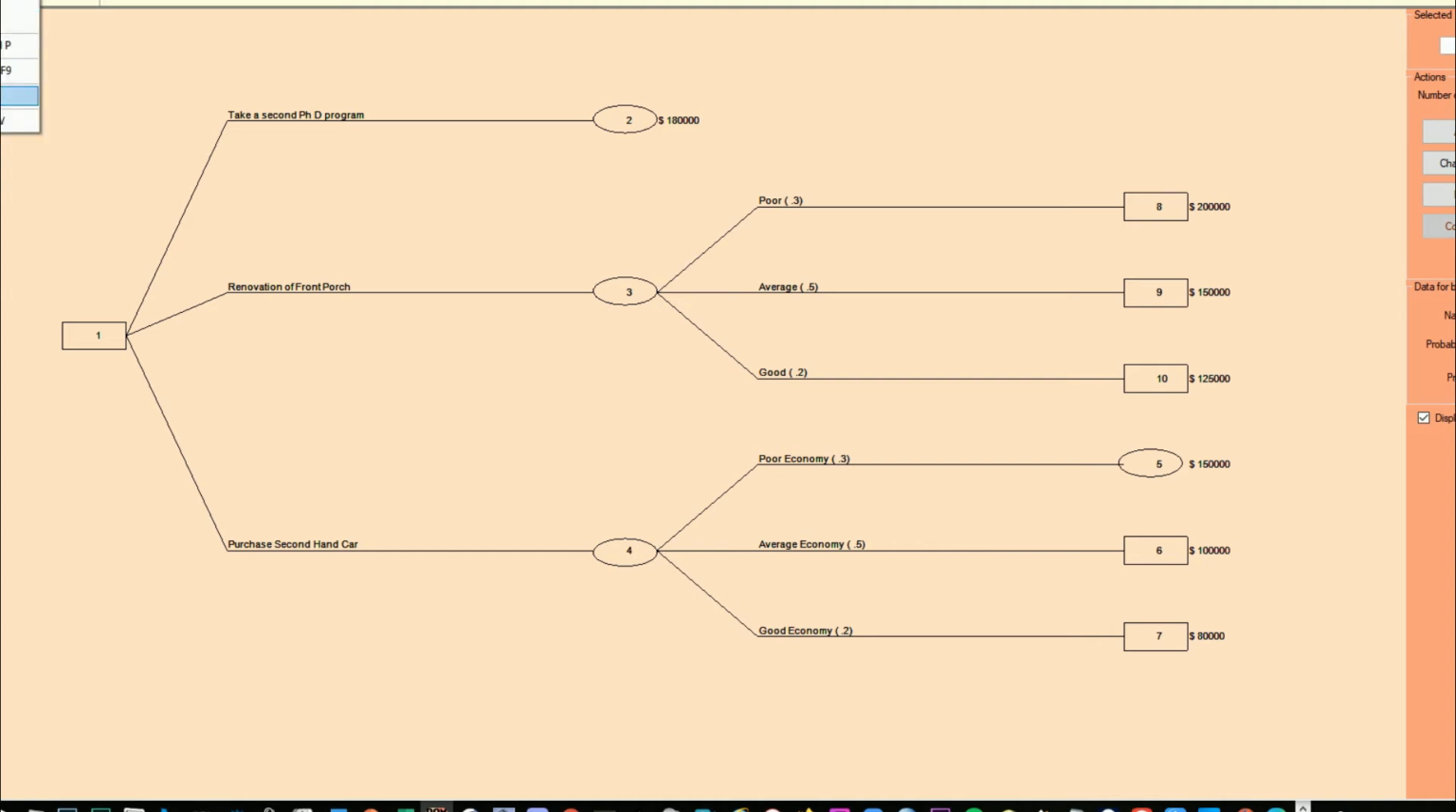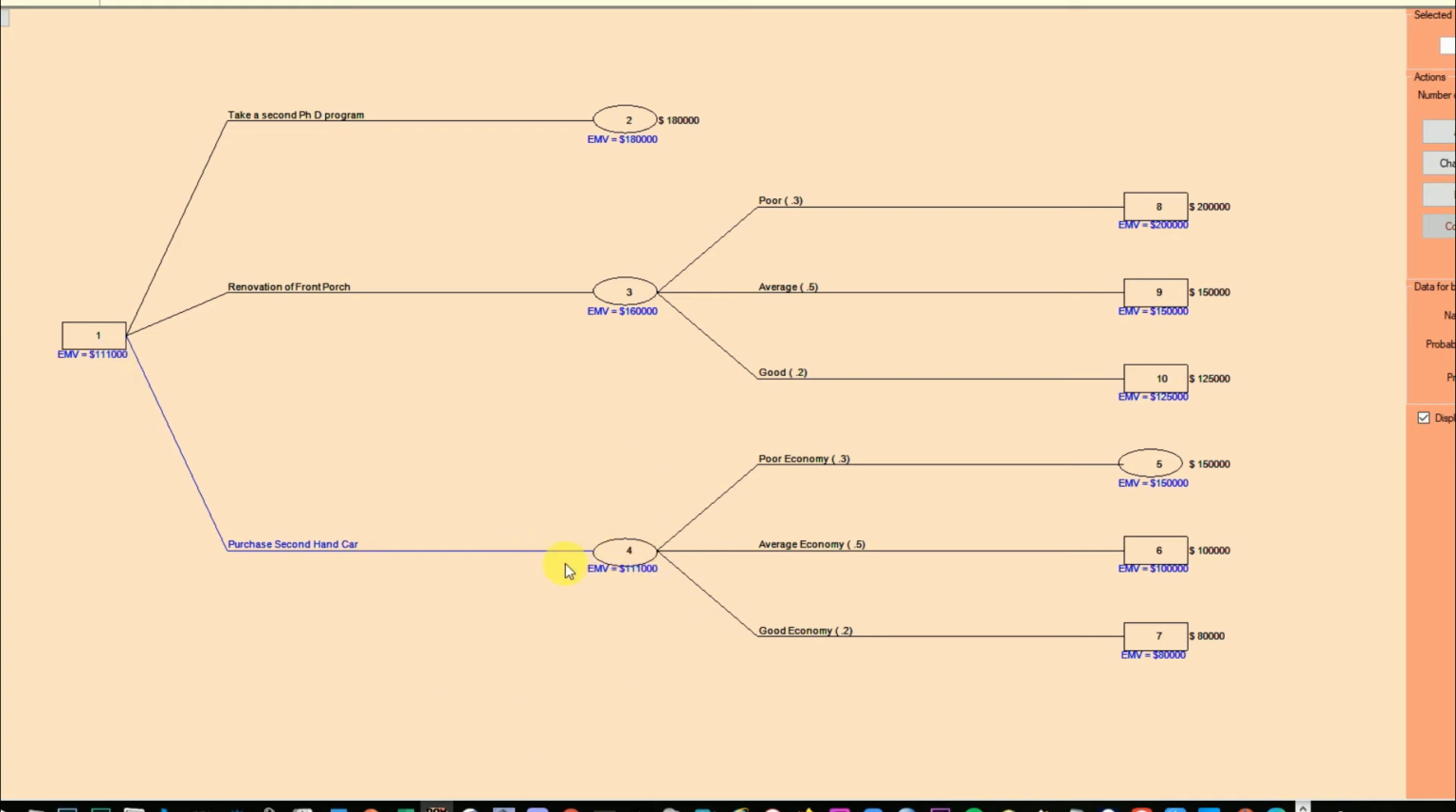So we have to solve it. So when you solve it, then you see that okay, so EMV is 111,000. 111,000 means this is the scenario with the least cost. Expected monetary value is 111,000.